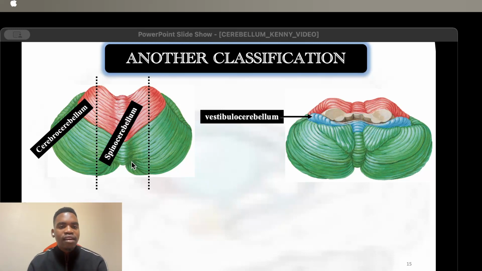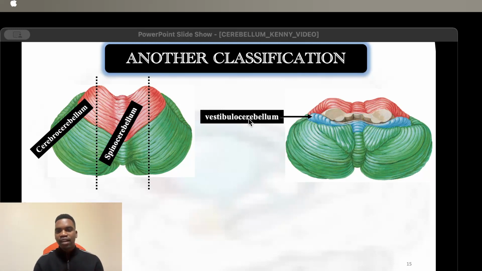Why? I think you can recall that there was communication between the cerebellum and the spinal cord, and it made its way through the inferior cerebellar peduncle. And lastly, we have the other part of the cerebellum that is known as the vestibulocerebellum. It is called the vestibulocerebellum because of its function in balance and posture.